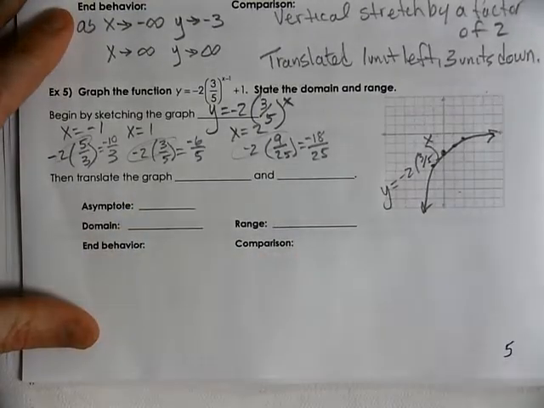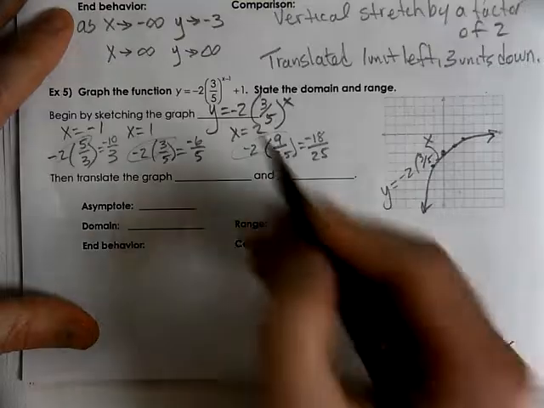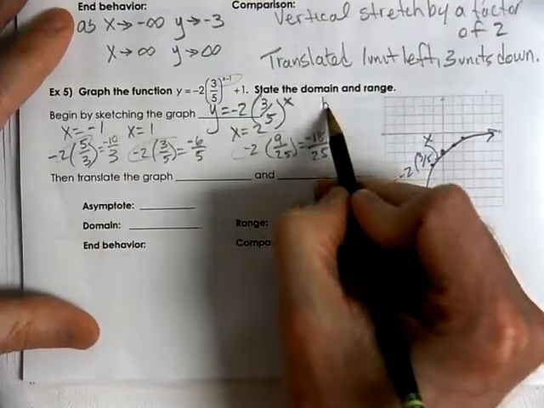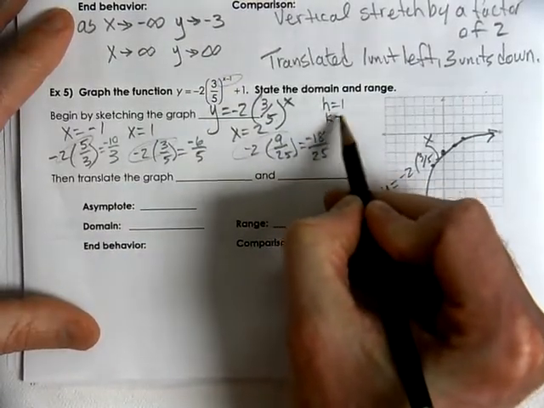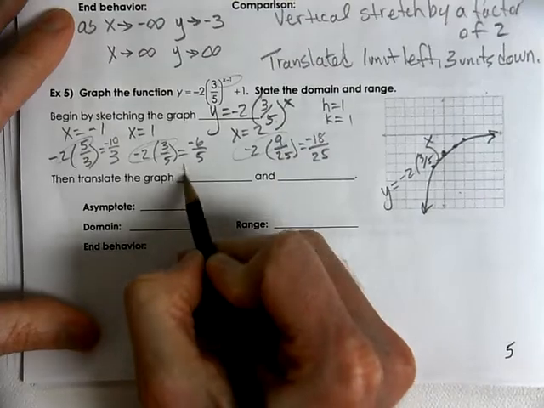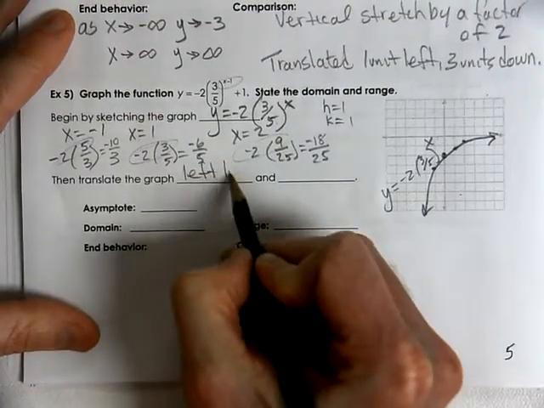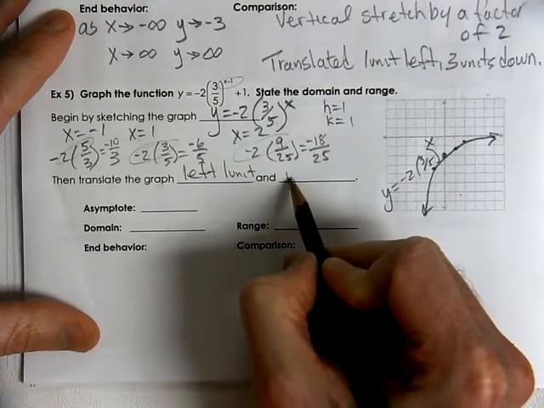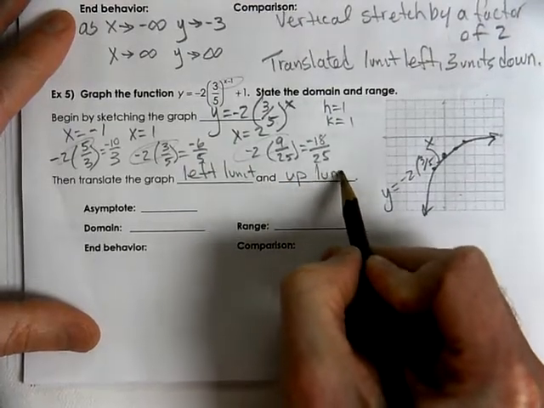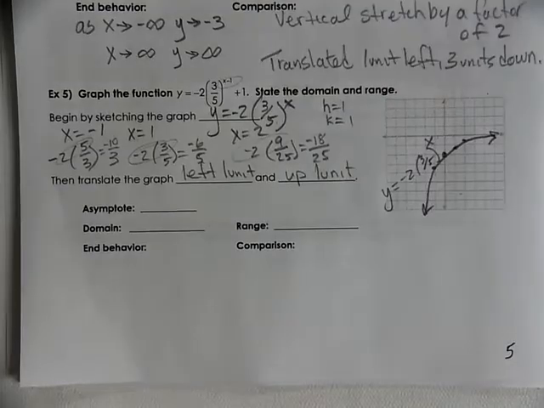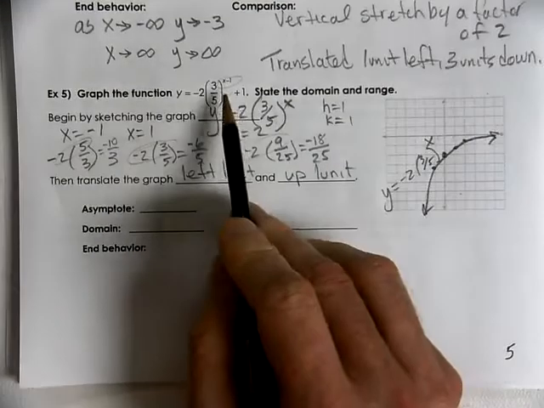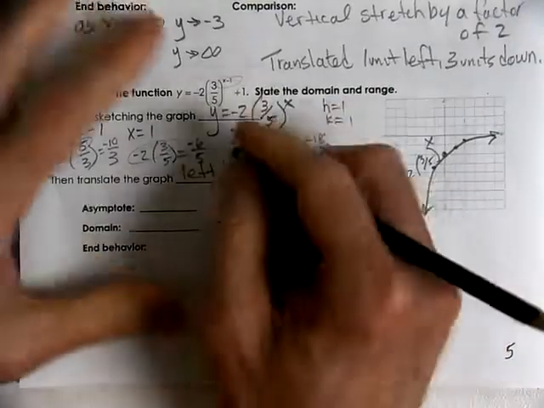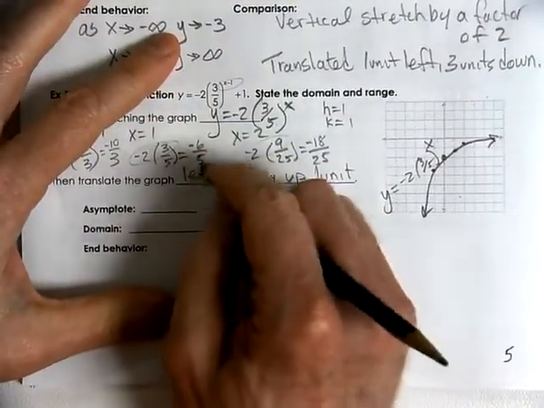We're going to translate this graph. Our h equals 1 and our k equals 1. So we're going to go left 1 unit. We're going to go up 1 unit. Of course, we're going to go right. Let's try that one.